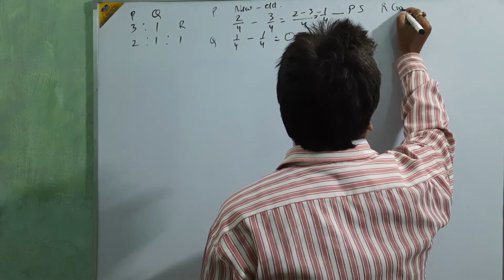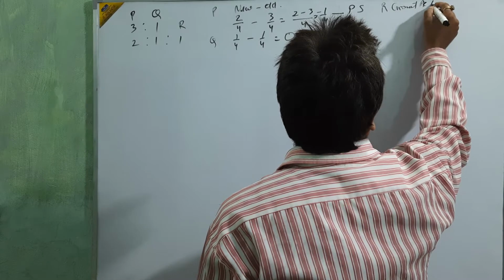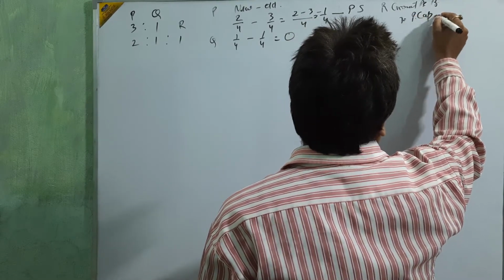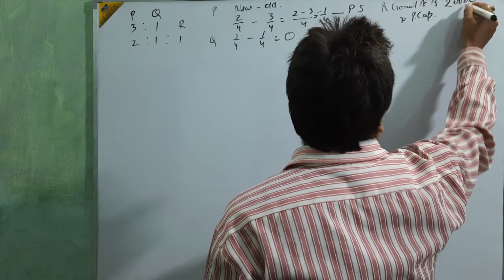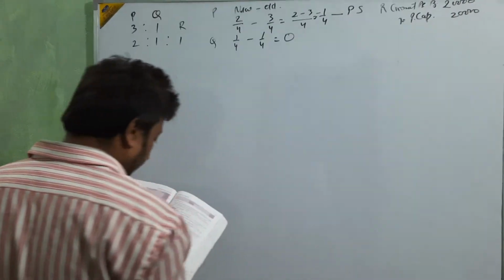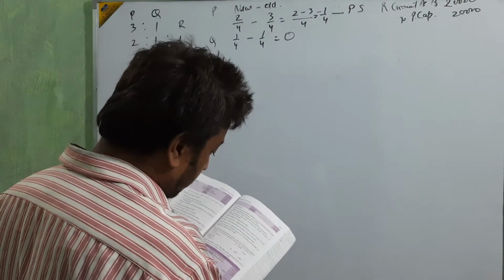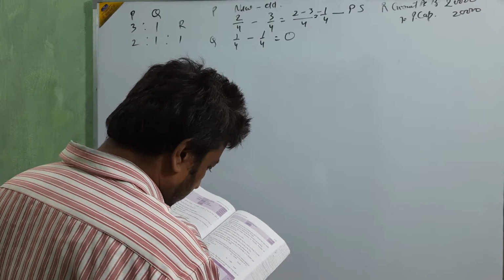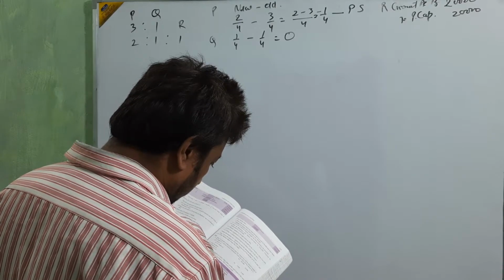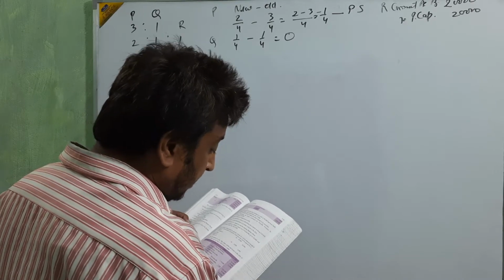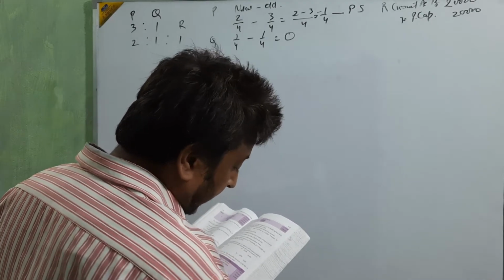R's current account debit to P's capital, and goodwill is 20,000. That is given in the question. Okay, just see. R's share of goodwill valued at 20,000, not taken in cash.